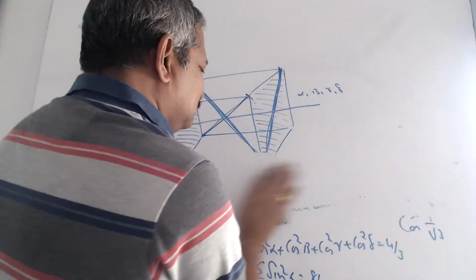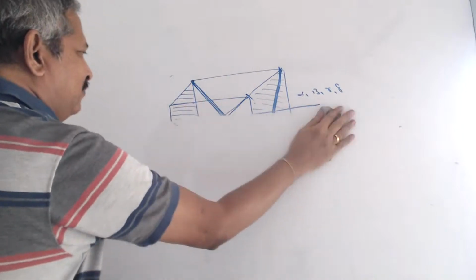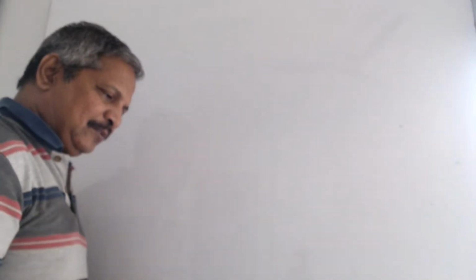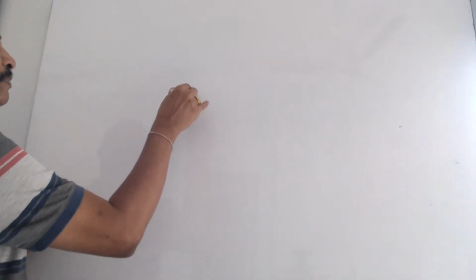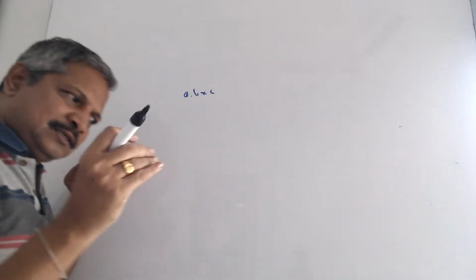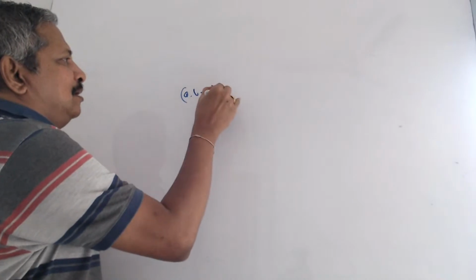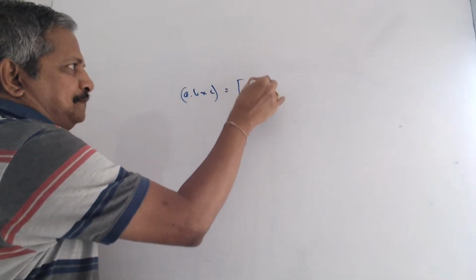Now, coming to the last part of the formulas, it is called triple product. So A dot B cross C is called a triple product. Triple product is also called a box.